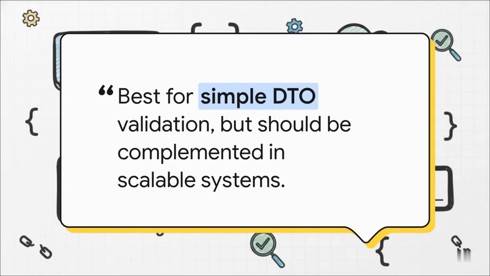Look, if you only take one thing away from this, let it be this. Data annotations are your first line of defense. They're fantastic for that initial, simple check on your DTOs. But in any real scalable application, they are not enough. They need to be backed up by a more powerful tool, like FluentValidation, for your deep business rules. Think of data annotations as the bouncer at the front door, not the head of security for the entire building.